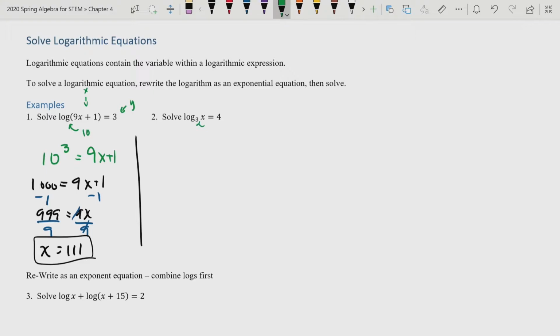Here, the base is 3. This is the x, and this is the exponent, which is y. So rewriting this, this is 3 to the power 4 equals x. Not too bad. That means x equals 3 to the 4th power, which is 81.